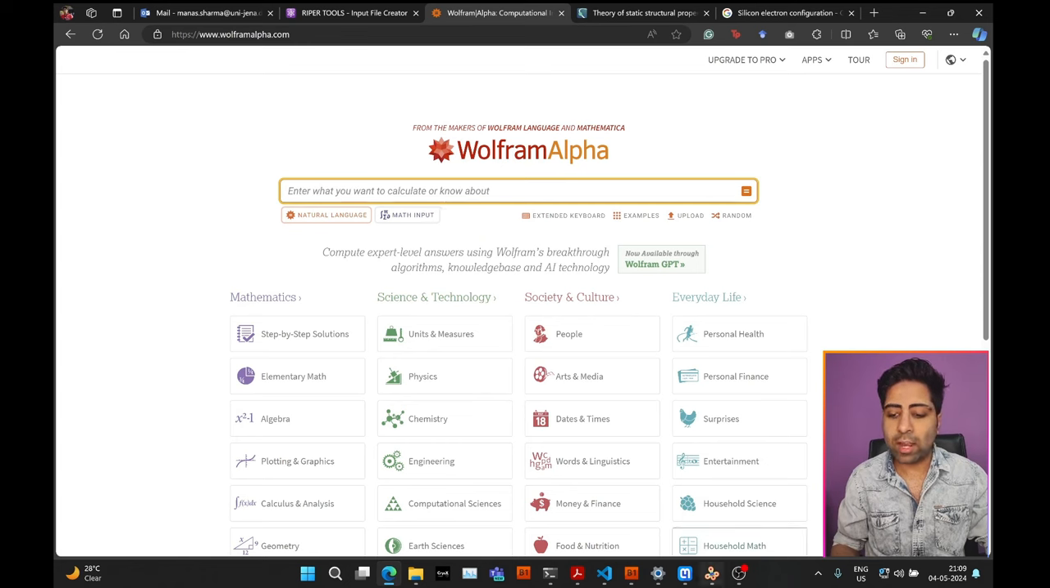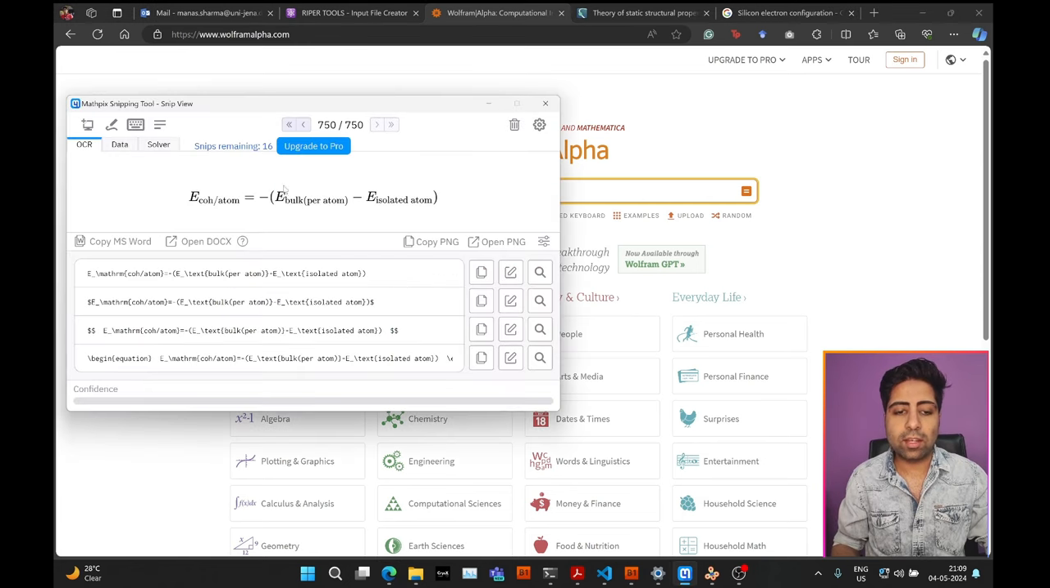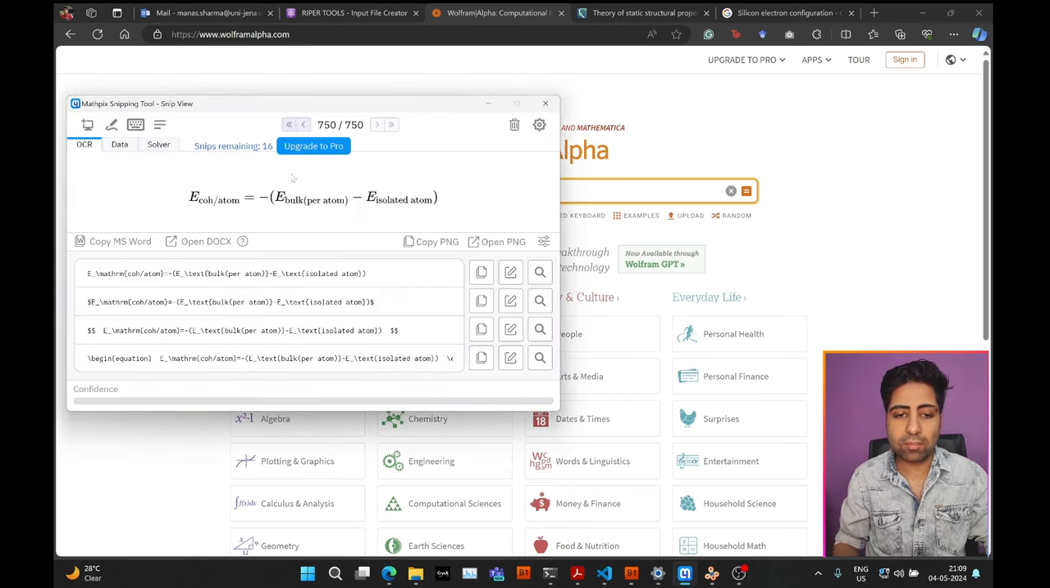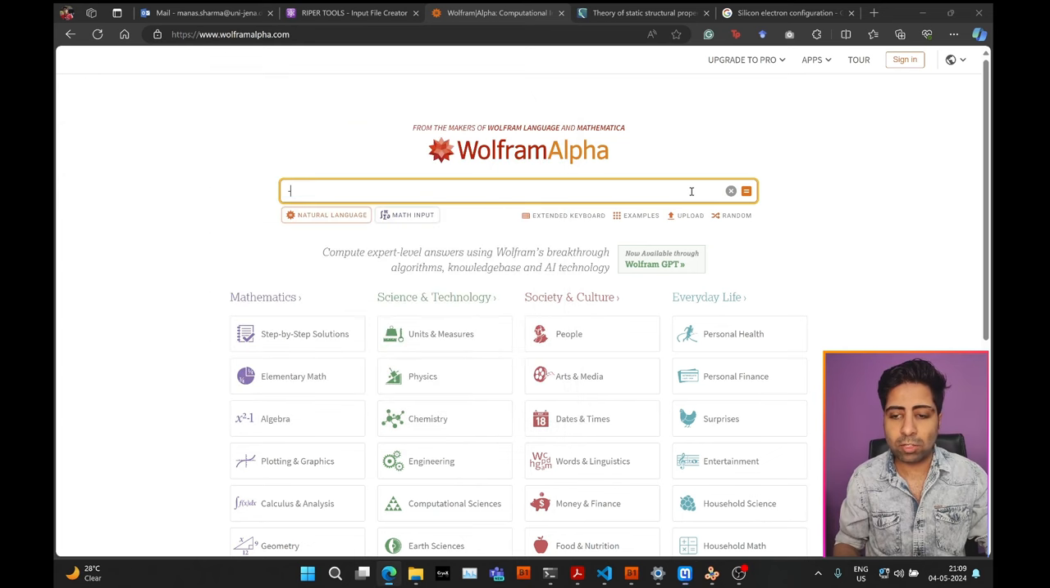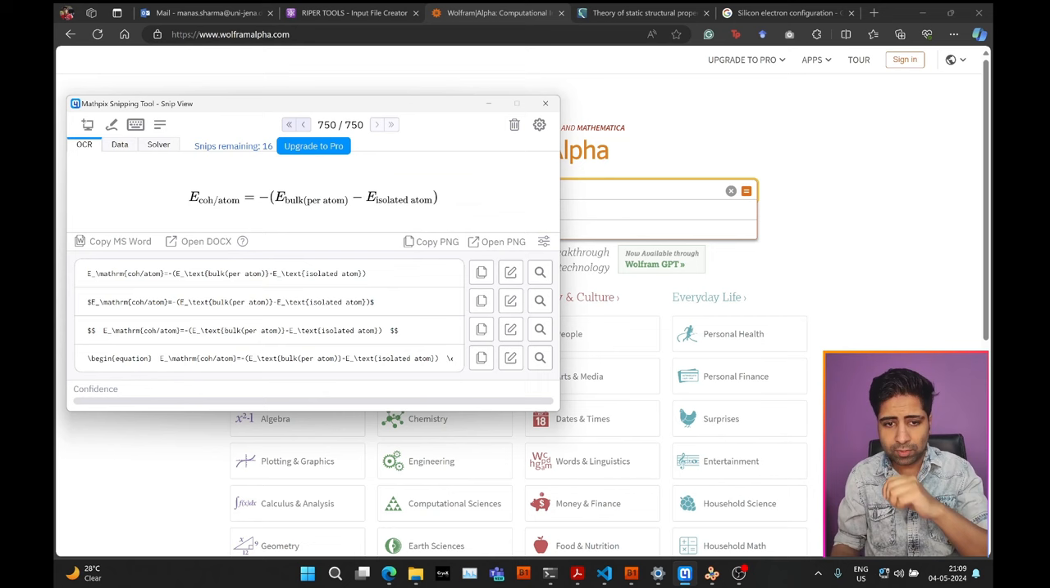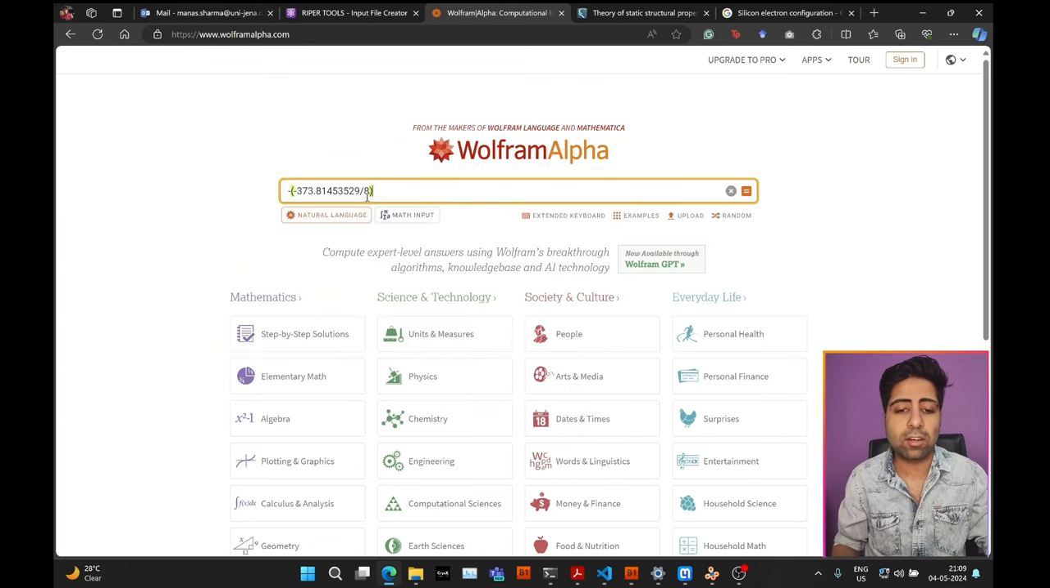So essentially now I'm trying to evaluate this formula, right? This equation. So let's put a negative sign, because there was a negative sign here, and then use parentheses, and then put the value of the bulk cell, and then divide it by 8, because, as I mentioned, this has to be per atom. So there are 8 atoms in our silicon crystal, so we divide it by 8, and then we subtract the value of the isolated atom's energy.